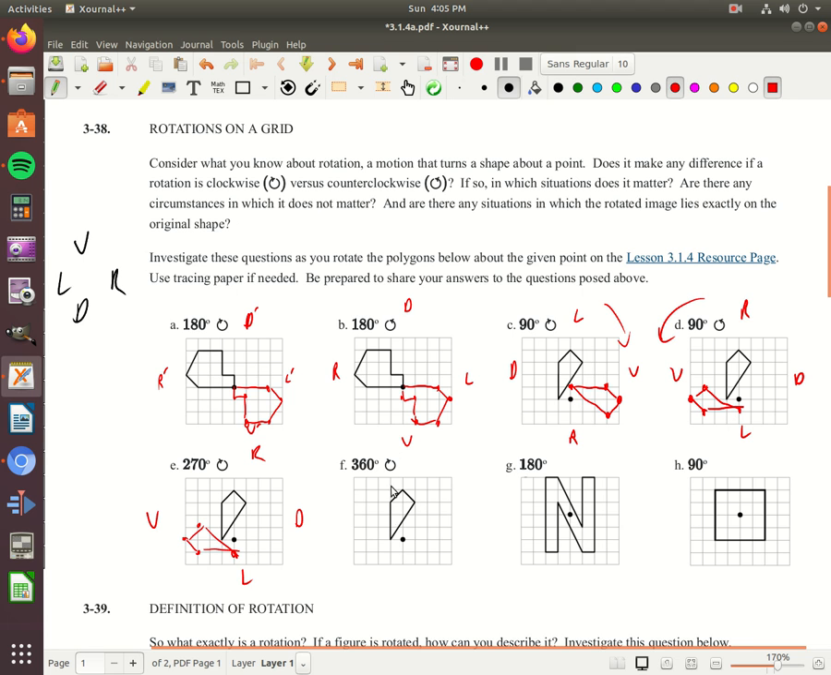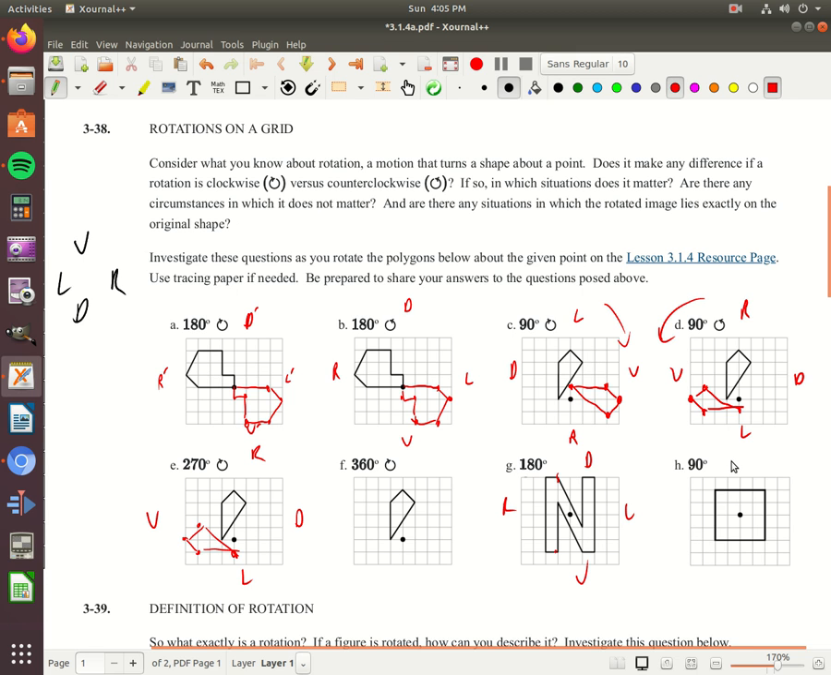Here, 360, well, it'll look the same. Here, 180. To get to this point, I had to go right 1 and up 1, 2, 3. So think about it: this is up, down, right, left. So I went right 1, up 3. I already have a point. Here, right 1, down 1, 2, 3. So this one will also look the same.